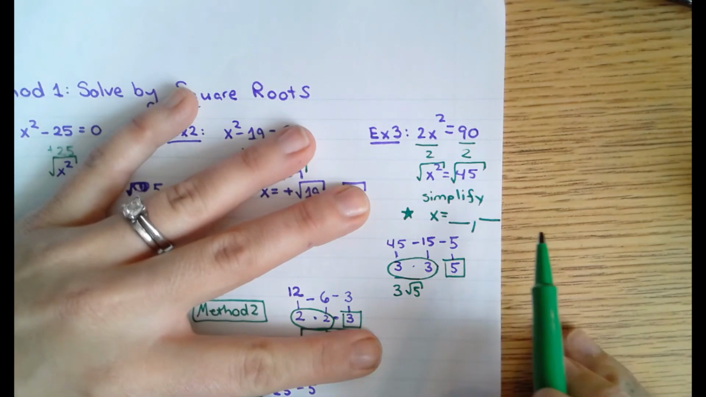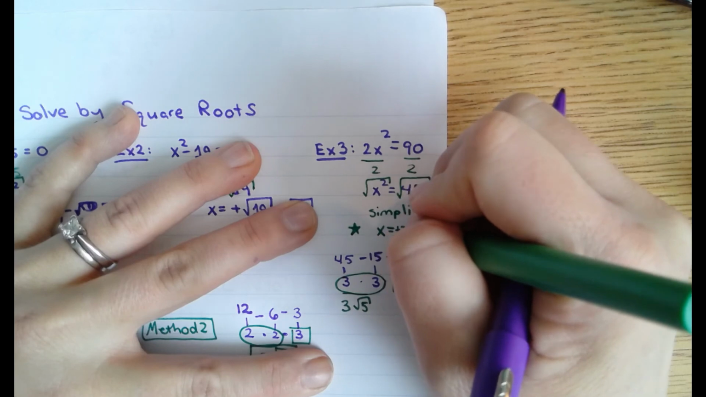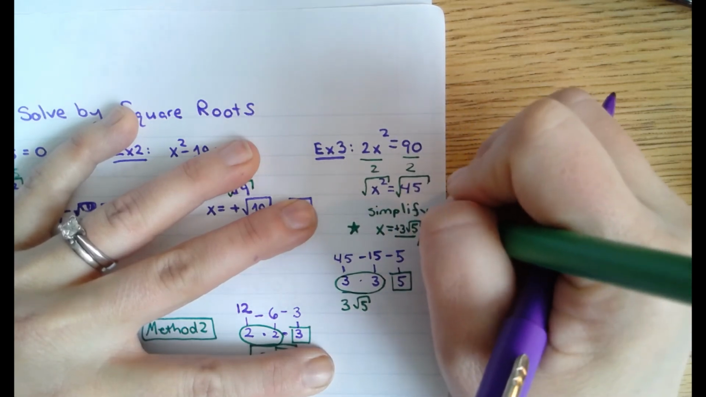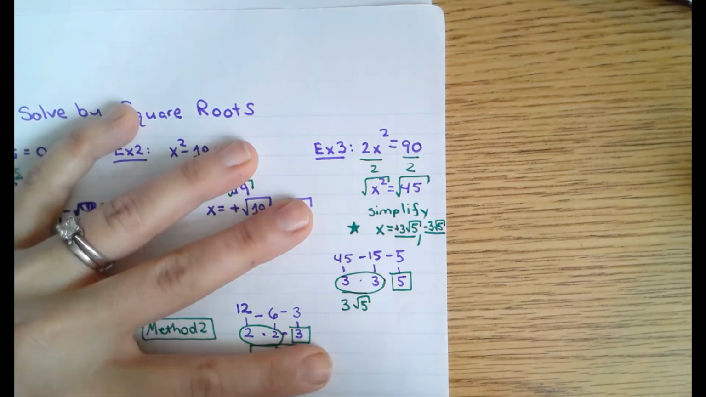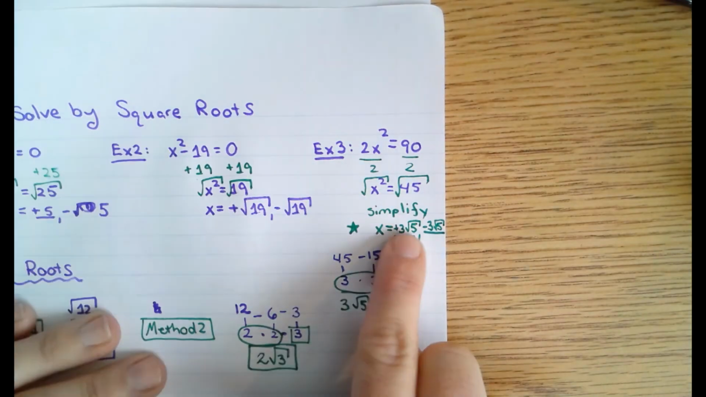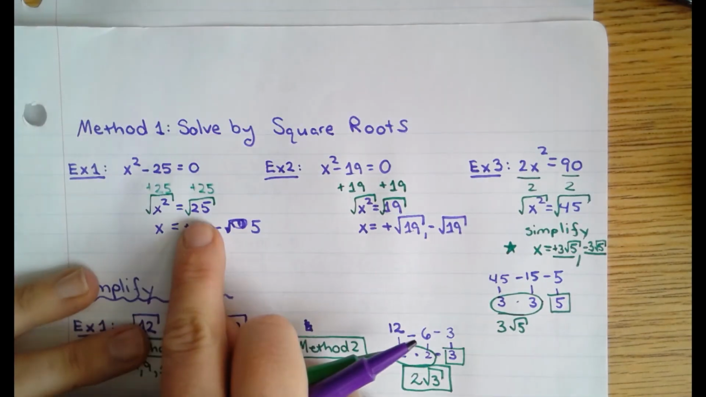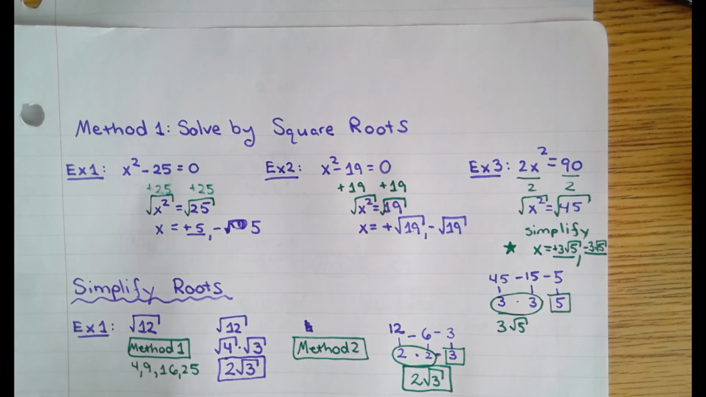So coming back up to this, we are going to write positive 3 root 5 and negative 3 root 5. And this is how we answer things, or at least check, when they are not prime numbers, or we do not know the roots.